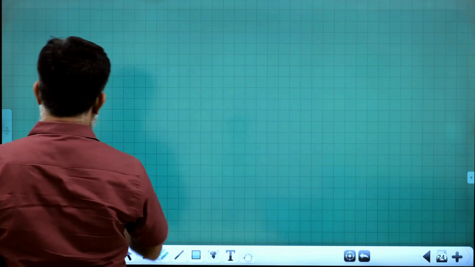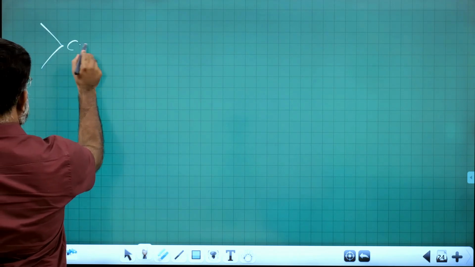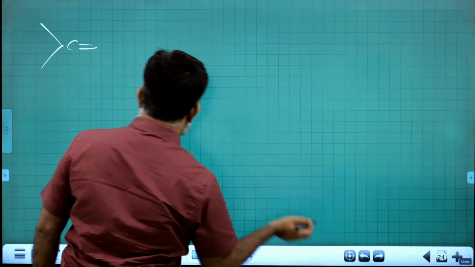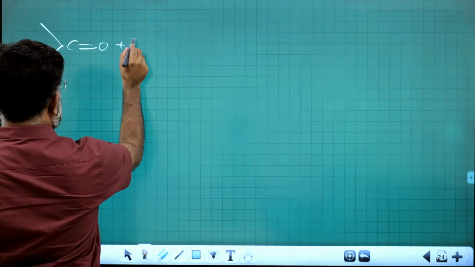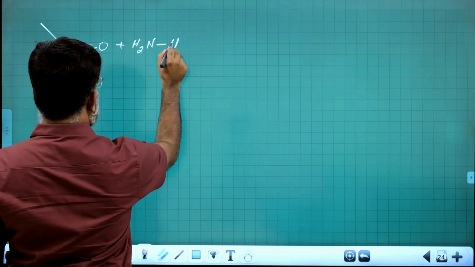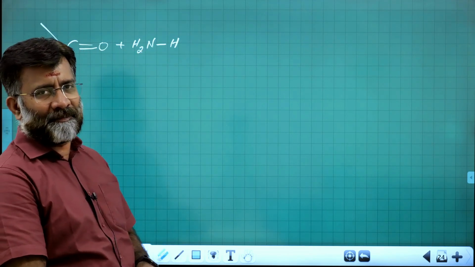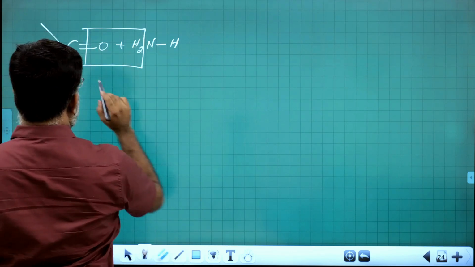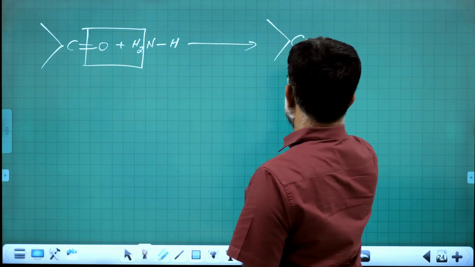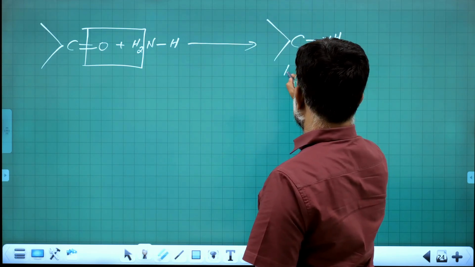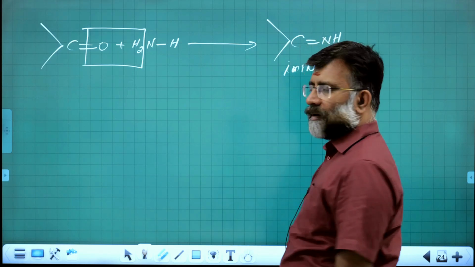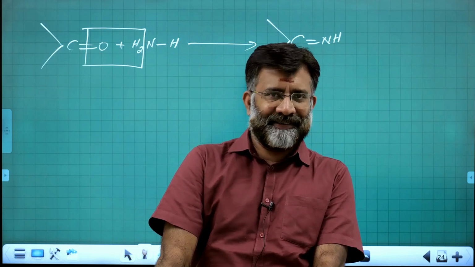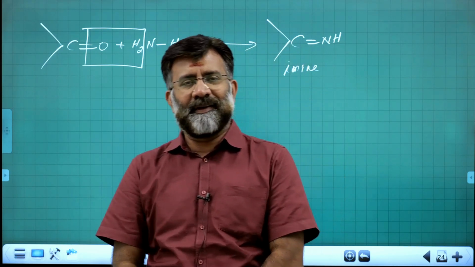Okay, so first, reaction with ammonia. It is going to be C double bond O. Now I am writing the entire overall reaction: H2NH, in place of Z it is H, that is ammonia, and the result is H2O out and C double bond NH. The product is called imine, aldimine or ketimine. So if you take ammonia, you get imine.